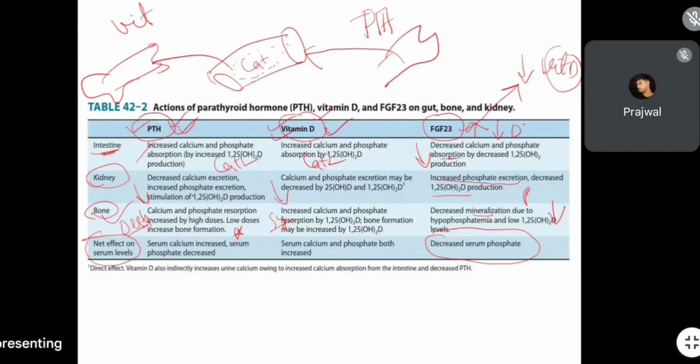Okay, so these are the different actions of PTH, vitamin D and FGF23. I think this slide is also clear to you. Any doubt in this?